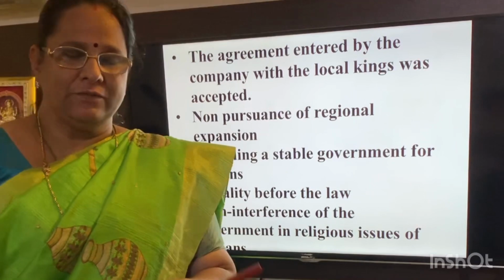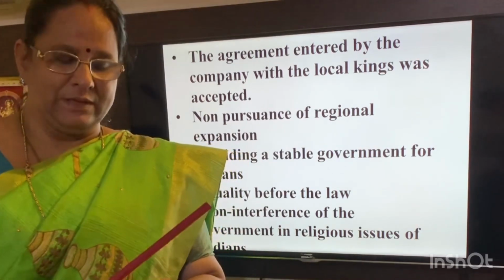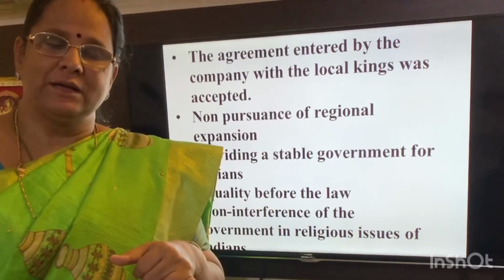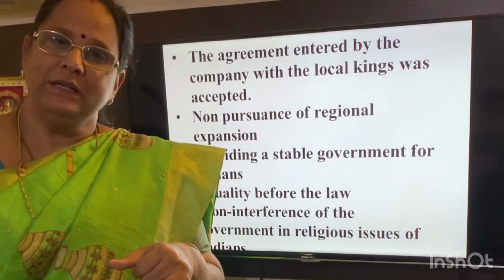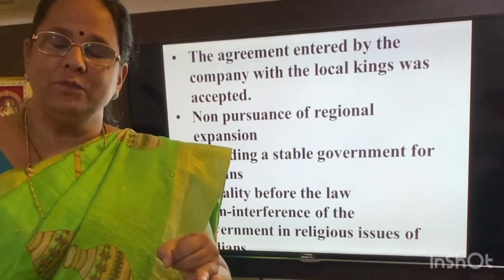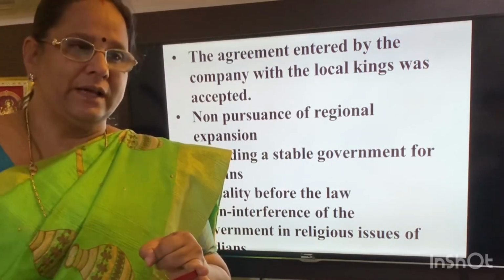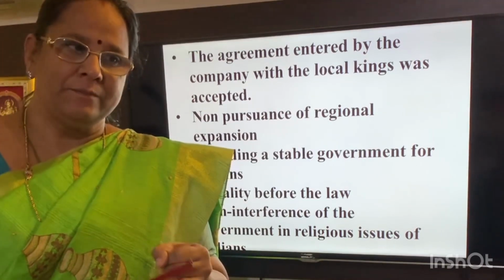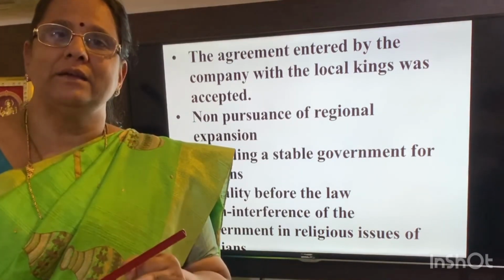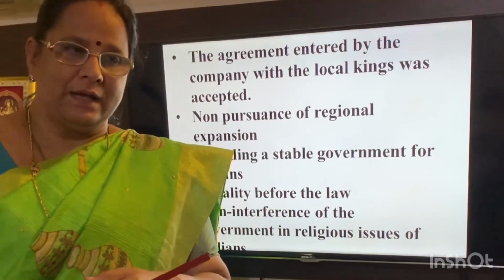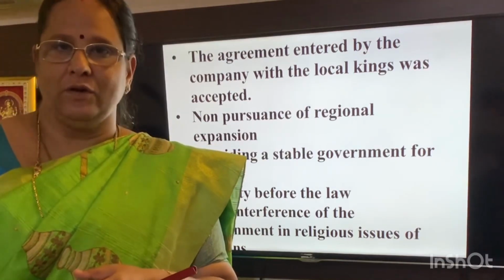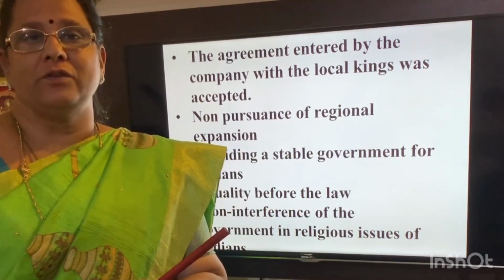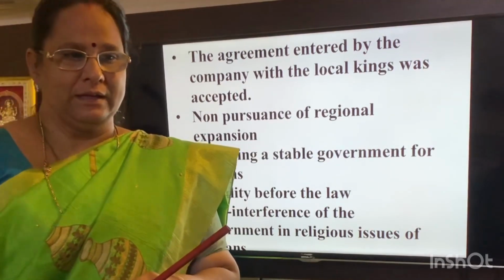So as we have learned the 5 points in this, once again I will tell you. First one is, whatever agreement was signed between the company and the local ruler will continue. Next one is non-pursuance of regional expansion. That is, subsidiary alliance and doctrine of lapse came to an end. And next one is providing a stabilized government and equality before the law. Last point is regarding non-interference of religious belief. Is that clear, children?